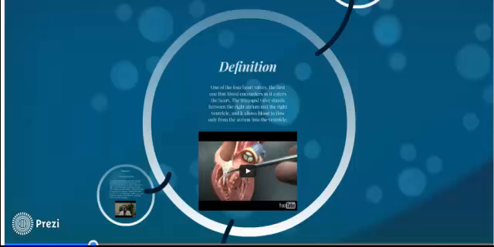Definition. This valve is called tricuspid because it consists of three membranes that receive tissue from the wall of the right ventricle of the heart, and is located between the right atrium and the right ventricle.